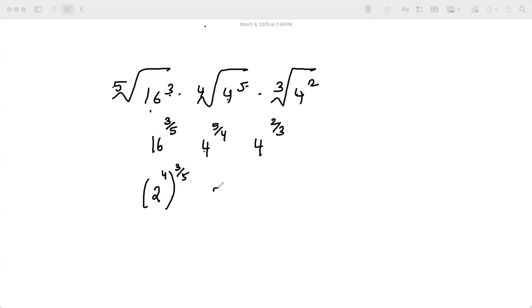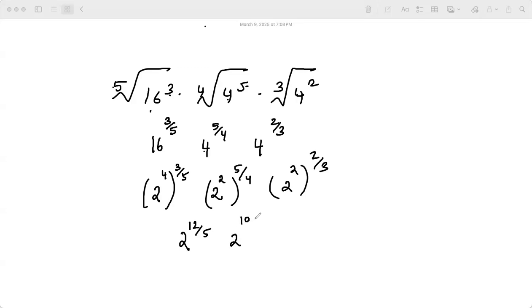Then 4 is a composite number. I would express it as 2 power of 2, 5 by 4. Again 2 power of 2, 2 by 3. Now what happens? 2 power of 12 by 5, 2 power of 10 by 4, 2 power of 4 by 3.